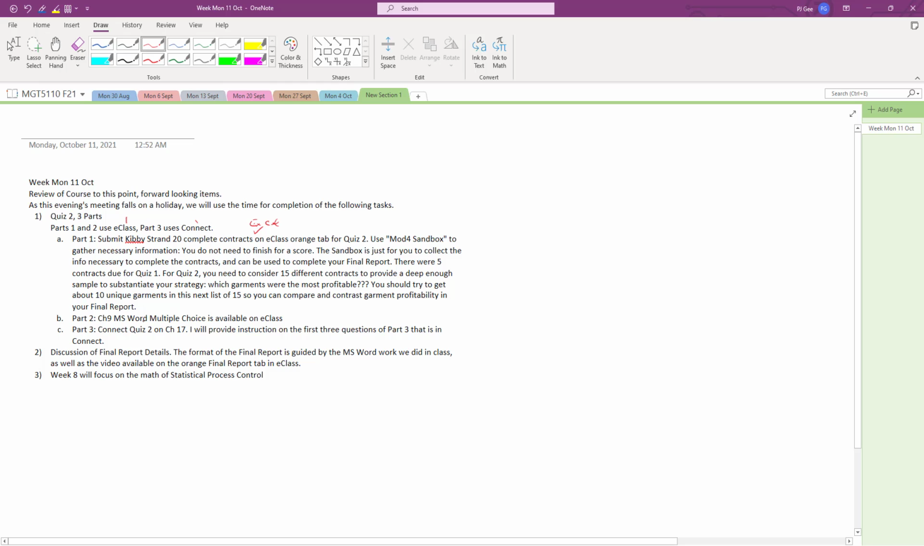Part 2: you will find an MS Word file that's multiple choice. That's available on eClass, in the orange tab for quiz 2. It's quiz 2, it's orange.